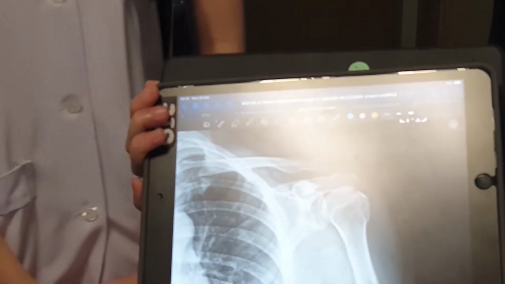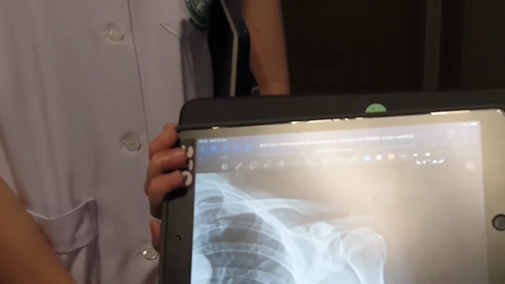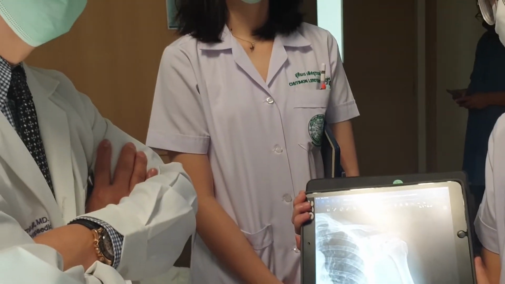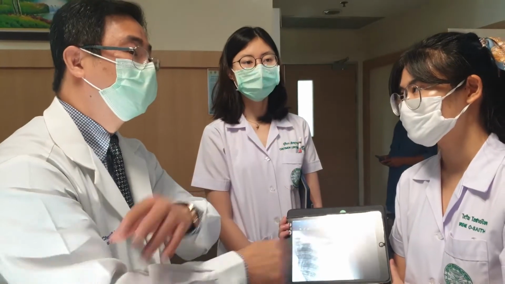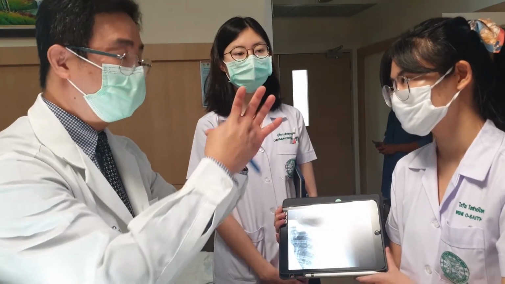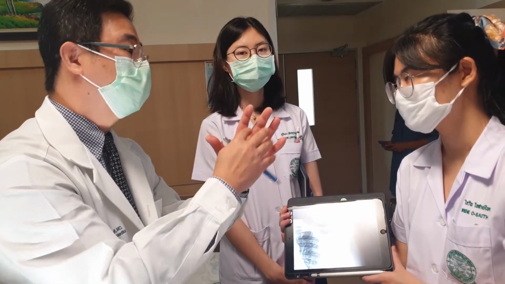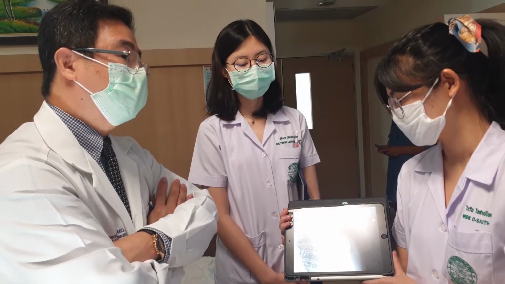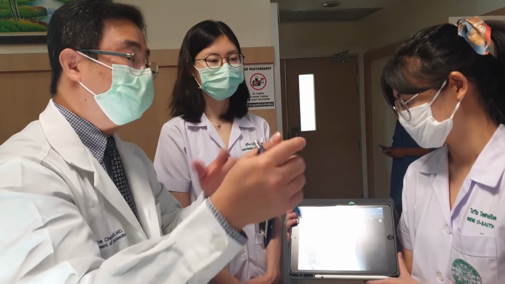So most of the dislocations in the young will be simple dislocations. What does simple mean? There's no bone fracture, no socket fracture. Socket is glenoid, right? No socket fracture, no tuberosity fracture. That means it's torn from the soft tissue part.